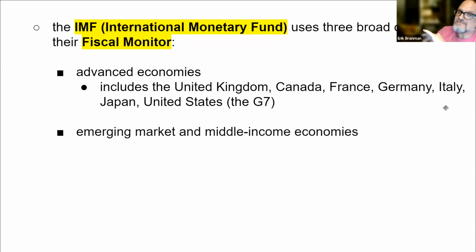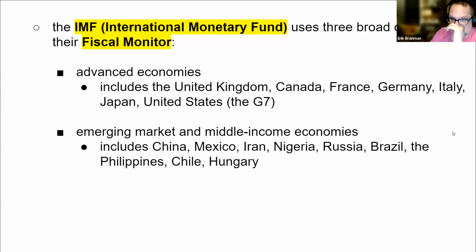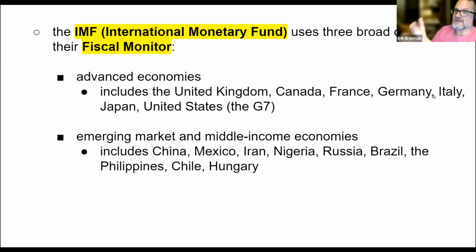Emerging market and middle income economies, according to the International Monetary Fund, include countries like China, Mexico, Iran, and Nigeria, as well as Russia. The other five countries that we'll look at in the big six this year are either in this range of emerging market and middle income countries. We also have Brazil, the Philippines, Chile, and Hungary.